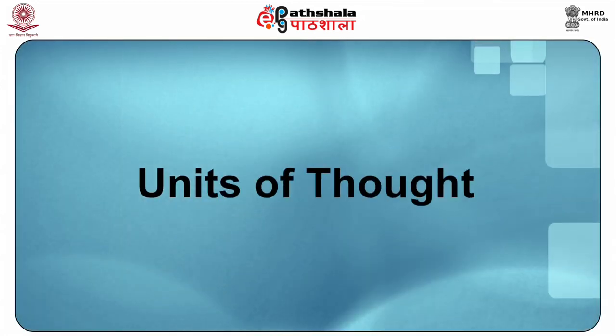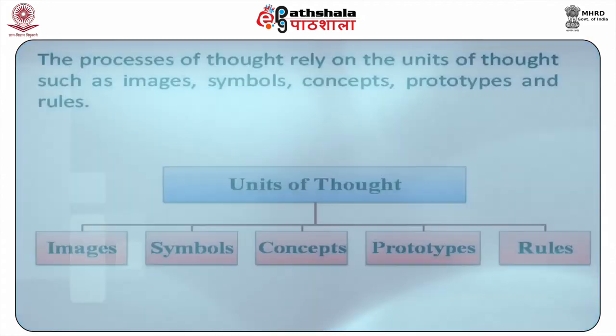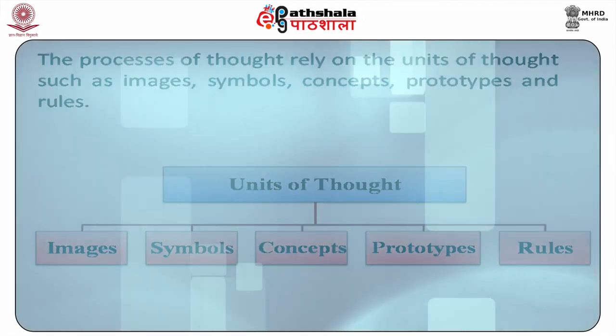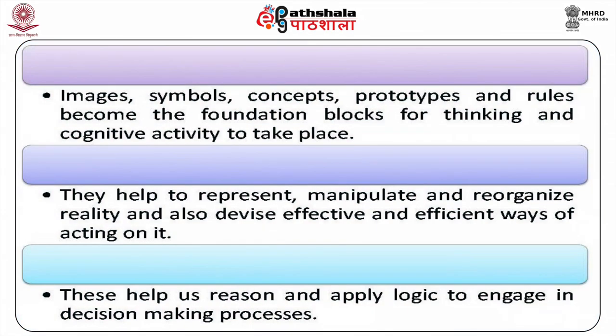Now, let us try to understand the units of thought. The processes of thought rely on the units of thought, such as images, symbols, concepts, prototypes, and rules. So, images, symbols, concepts, prototypes, and rules become the foundation blocks of thinking and cognitive activity to take place. They help to represent, manipulate, and reorganize reality, and also devise effective and efficient ways of acting on it. These help us reason and apply logic to engage in decision-making processes.